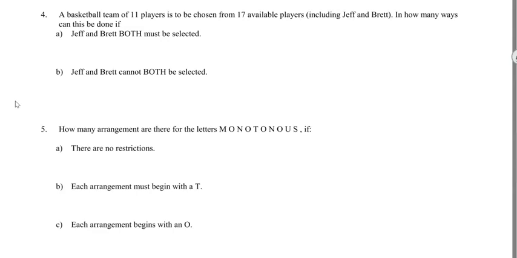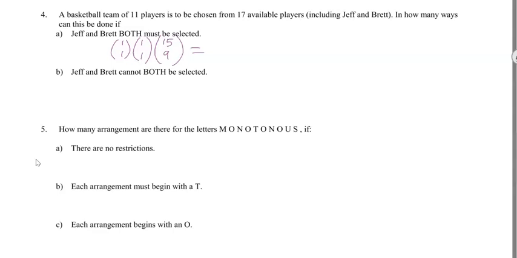We'll pause. So one way we could do this, we could say, there is one Jeff and we need one of them. There is one Brett, and we need one of them. There are 15 players remaining, right? So imagine the 17 players are standing out in the hall. I send Jeff and Brett into the room, and then I say, okay, how many ways of the remaining 15 players? I need 9 of you.